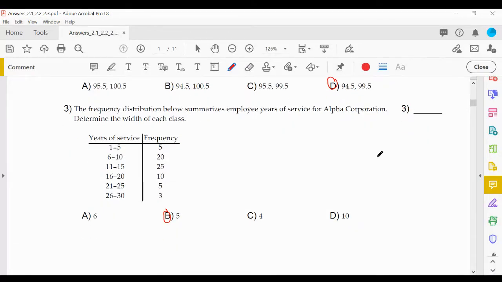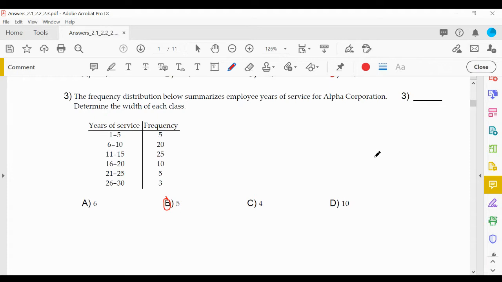He's asking for class width. Class width, as was described in the PowerPoint, is the difference between any one lower limit and the next lower limit. If I take the first lower limit 1 and the second lower limit 6, the difference between 1 and 6 is 5. Even if I found the difference between 25 and the next higher, 30, the difference is still 5. Class width is consistent. The difference between 21 and 16 is 5. Class width is not the difference between a lower and an upper. It's the difference between any one lower and the next lower, or any one upper and the next upper.